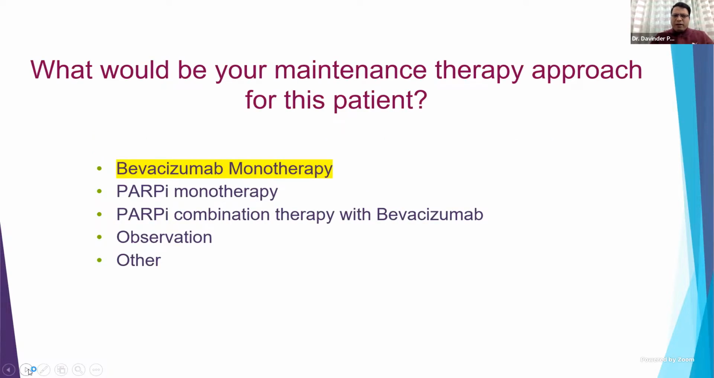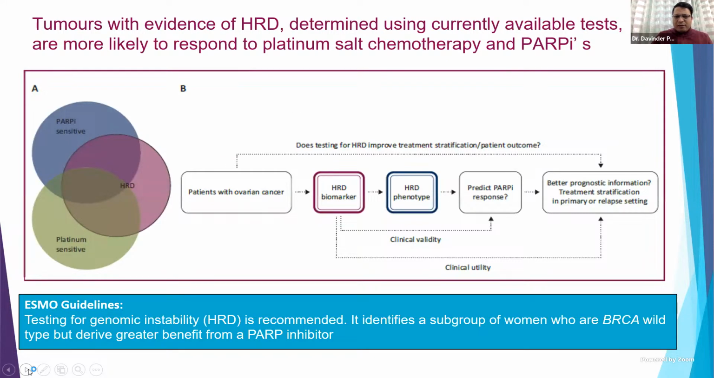So what would be your maintenance therapy approach for this patient? I think it's written wrong because the patient is HRD positive, and if she has received BEV in the chemotherapy arm, then the patient should receive the PARP combination along with BEV as maintenance. Next slide. So I'll just skip through these slides. This is just showing that testing for genomic instability is recommended. It identifies a subgroup of women who are BRCA wild type, but they still derive greater benefit from the PARP inhibitors. Next slide.